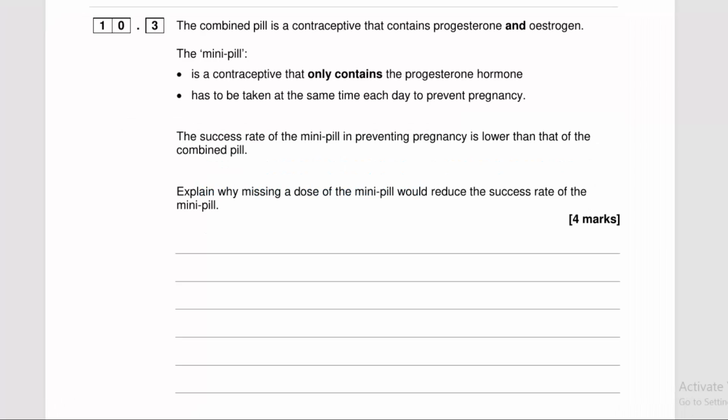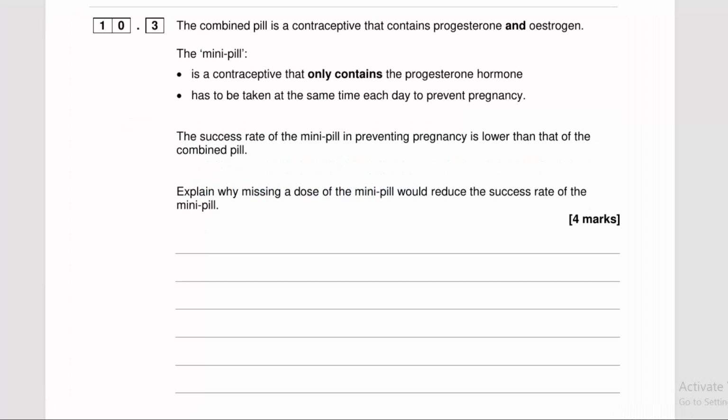Moving on to question 10.3, the last question of the paper. This question provides lots of information, so first let's break it down to the necessary information. There are two main contraceptive pills, the combined pill, which contains progesterone and estrogen, and the mini pill, which contains only progesterone and has to be taken at the same time each day to be effective in preventing pregnancy. The mini pill is also usually worse at preventing pregnancy than the combined pill. So, this question wants us to explain why missing a dose of the mini pill would reduce the success rate of it, or in other words, be even less effective at preventing pregnancy than usual.